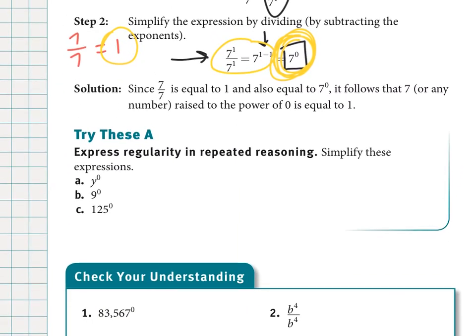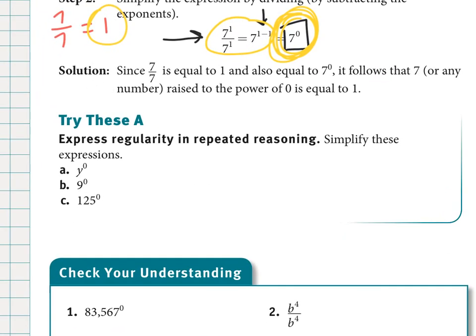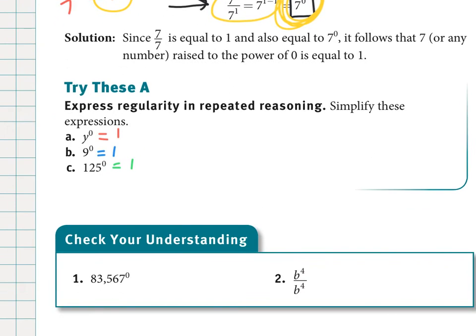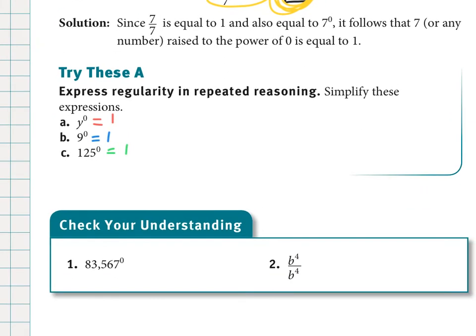Let's look at a couple of these. Try these, and don't overthink them. y to the 0 power, something to the 0 power, equals 1. It does not equal 0, it equals 1. 9 to the 0 power equals 1. 125 to the 0 power equals 1. You can verify in a calculator if you ever get confused or if you think it should equal 0. Note that it just does not equal 0.